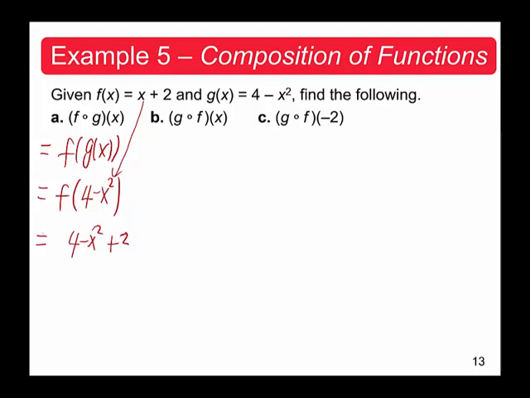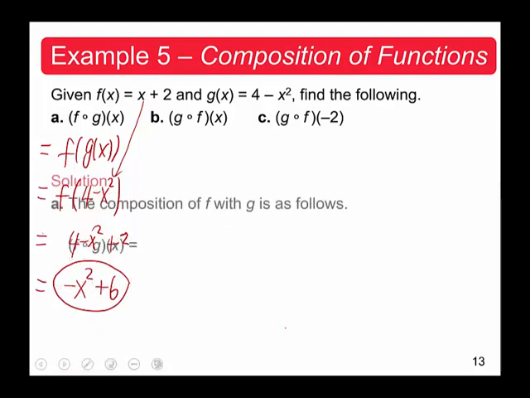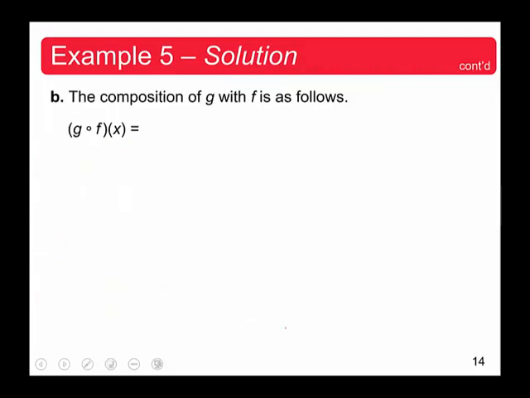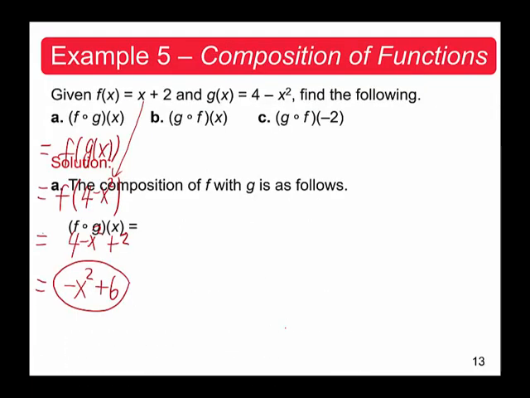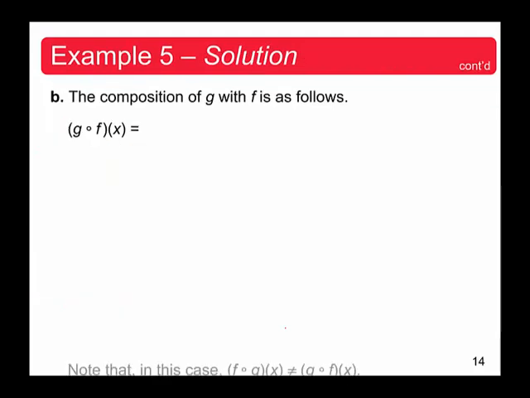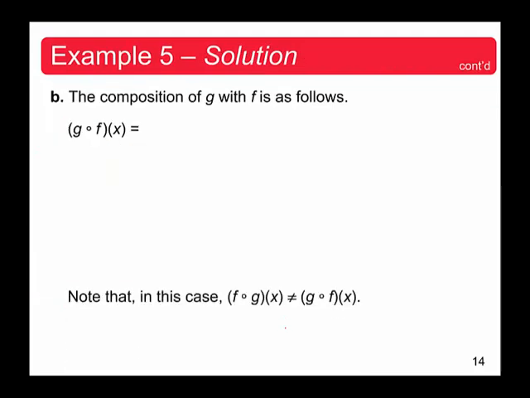Now again, we combine the constants. So writing the variable term first in decreasing order and adding the constant. So negative x squared plus 6. That turned out to be the composition of f composed with g. Okay. And the second one, we're going to do g composed with f.